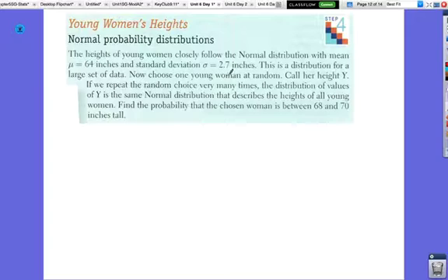Now choose one young woman at random. Call her height y. If we repeat the random choice very many times, the distribution of values of y is the same normal distribution that describes the heights of all young women. Find the probability that the chosen woman is between 68 and 70.